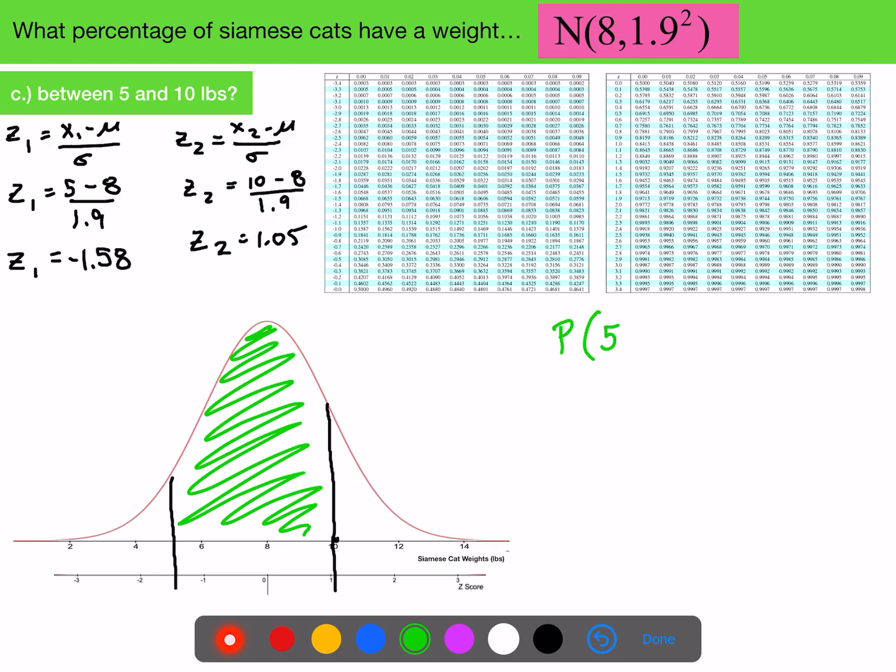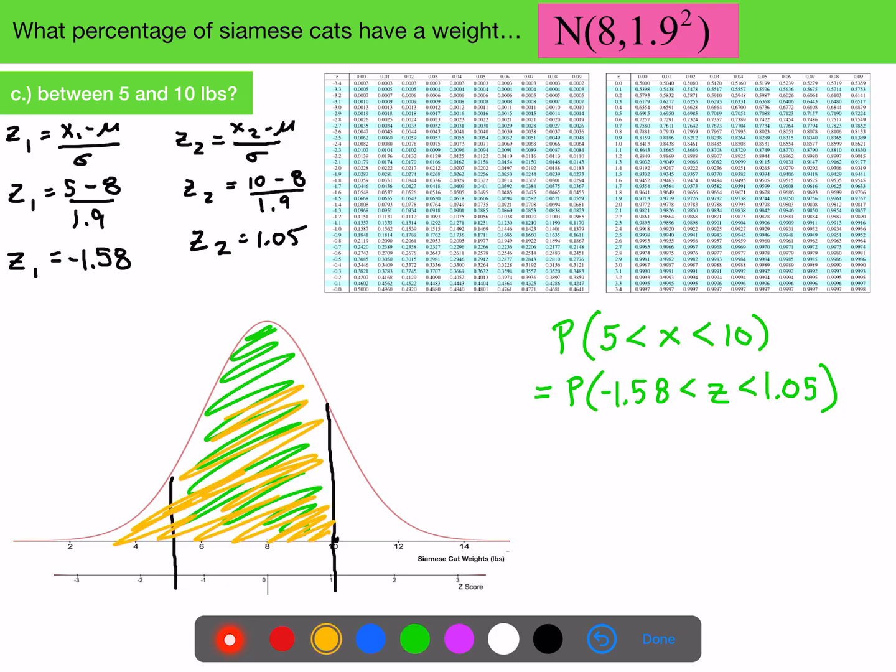I am trying to find the probability that a weight is bigger than 5 and less than, I just wrote that greater than or equal to sign wrong. Oops. A weight is greater than 5 and less than 10. Okay. In order to do that, I had to convert to z's because I can't look up weights. I can only look up the standard normal distribution. So that was a z-score that was greater than -1.58 and less than 1.05. Okay. Now the problem is, though, I can't look up the betweens.